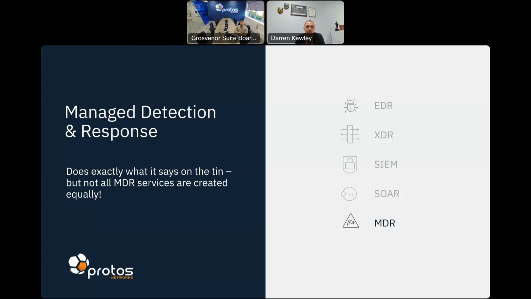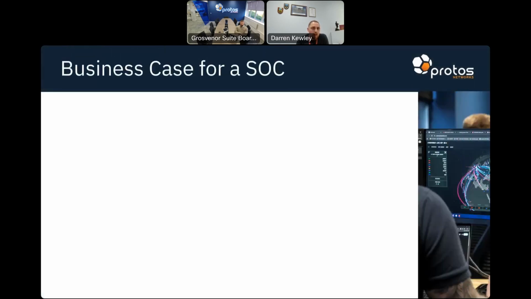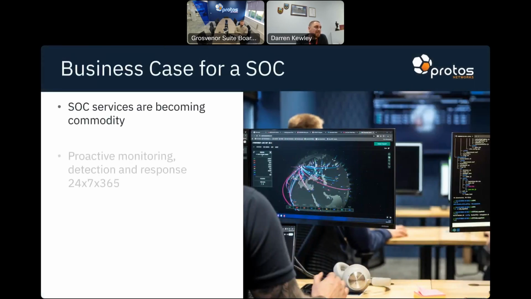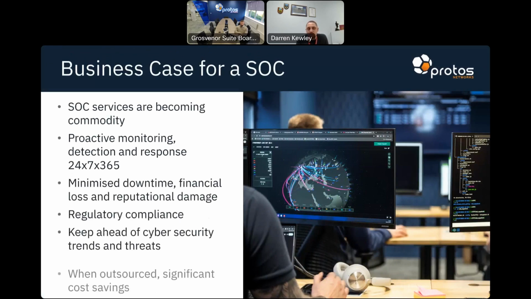So doing this in-house can often cost a lot, but you might need to rely on a partner for that. But not all MDR services are created equally, which I'll move on to shortly. So the business cases for a SOC then: you might be building a SOC internally. If you're a big corporation, that probably will be the case.